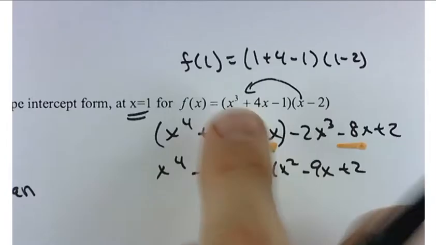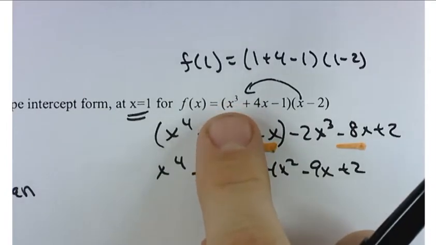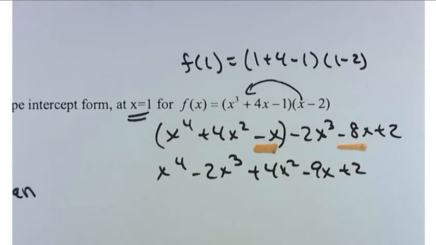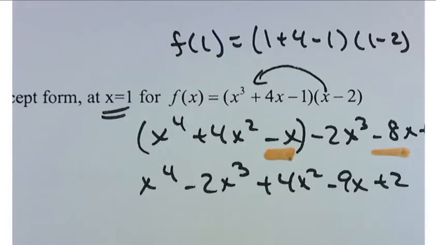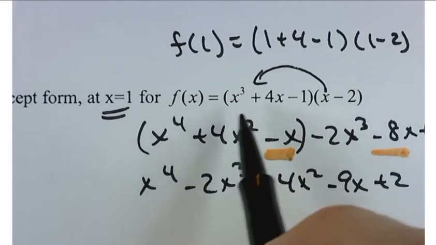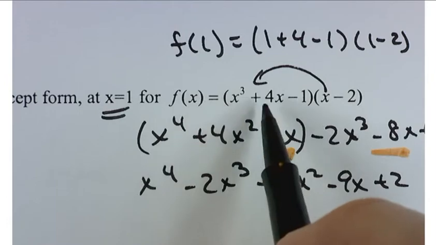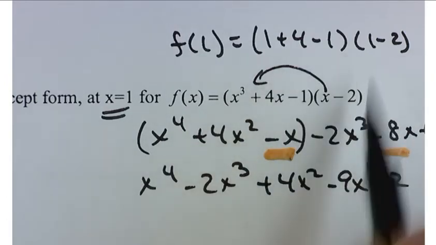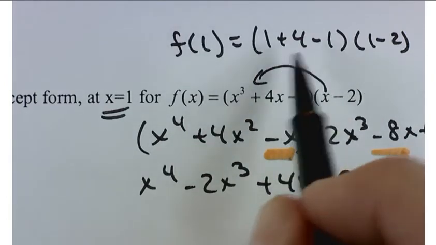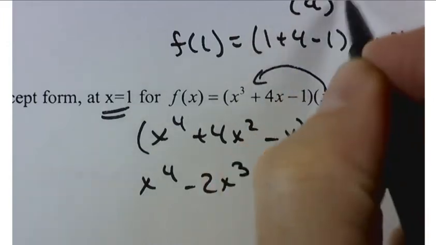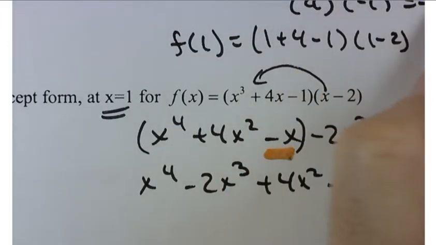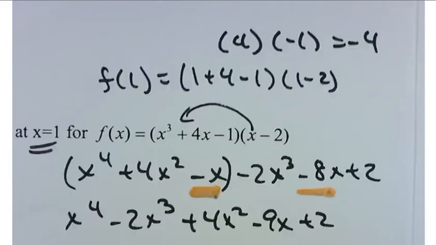Not into the derivative function, but into the function itself. So go back to the original f of x, plug in that function, and let's see. We get 1 cubed plus 4 times 1 minus 1, and 1 minus 2. In other words, 4 times negative 1, which is negative 4. So that's our point.